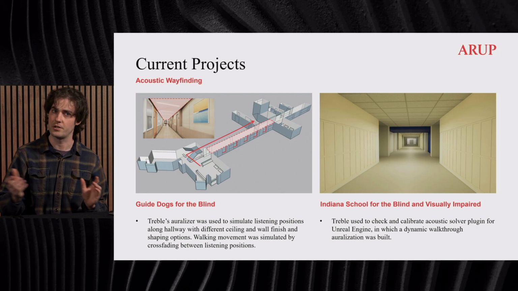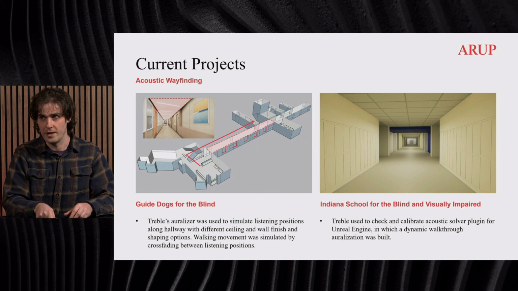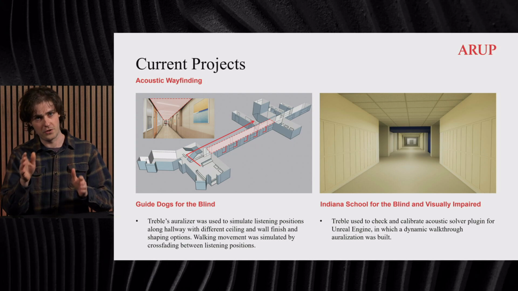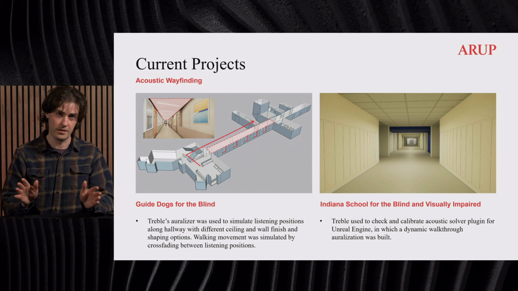hallway that's kind of acoustically homogeneous, and you're worried about people trying to navigate through this hallway not being able to really track their progress through it. And so we can use acoustic wayfinding for this by varying the finishes along the wall, like Shane was talking about, and also varying the shaping of the wall itself.